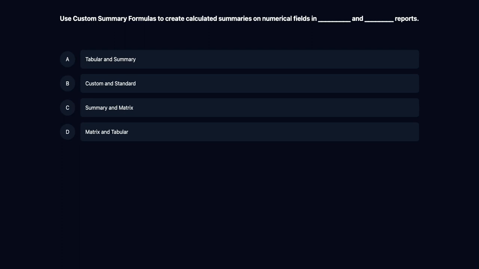Use custom summary formulas to create calculated summaries on numerical fields in a blank and a blank reports. A. Tabular and summary. B. Custom and standard. C. Summary and matrix. D. Matrix and tabular.